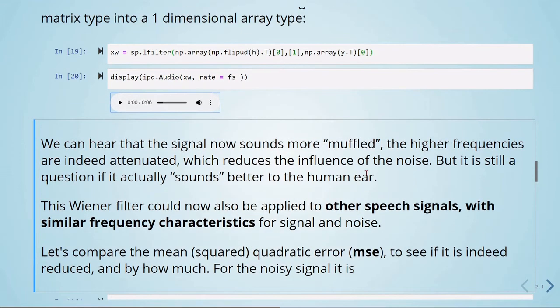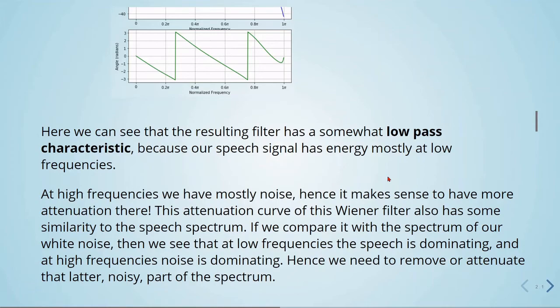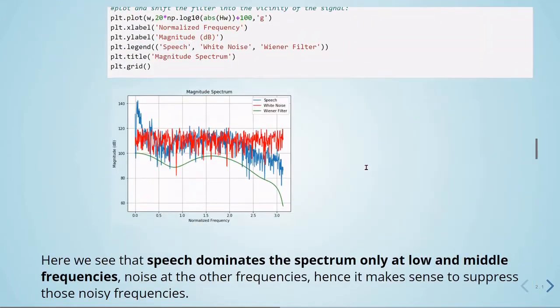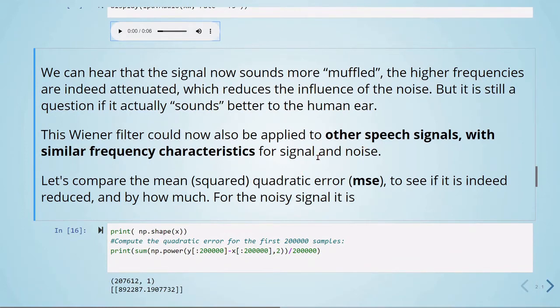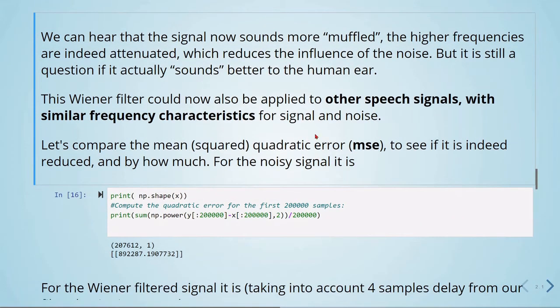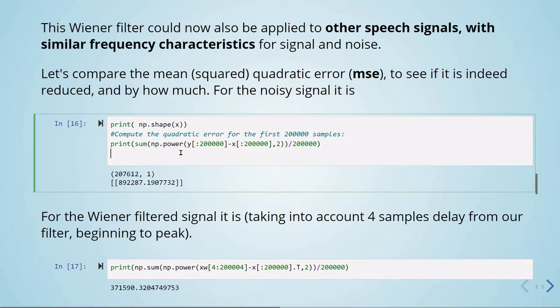But now let's compare the mean squared error, the MSE. So this was the optimization. What we wanted to do here is to see if the mean squared error is reduced using this filter. So this is for the noisy signal. We are computing here the mean squared error, and we have this value here.